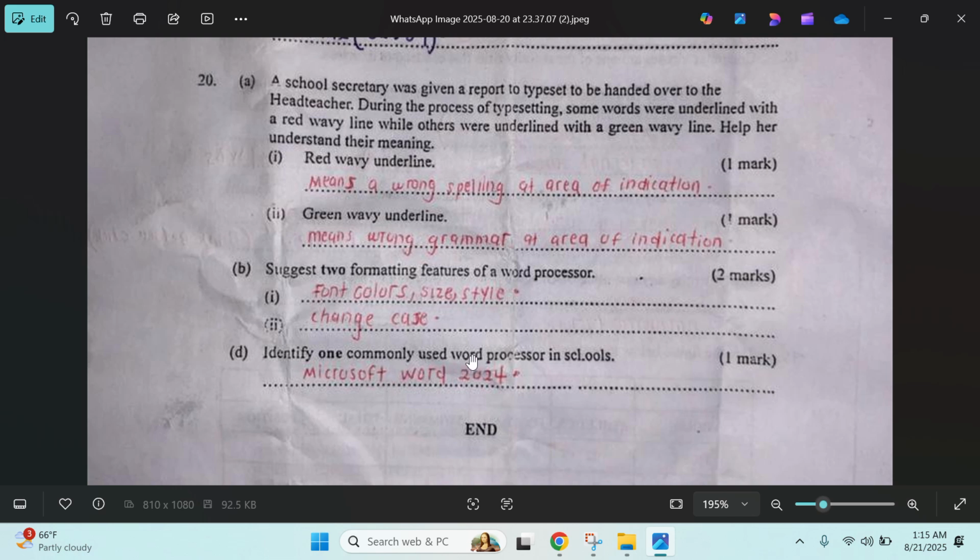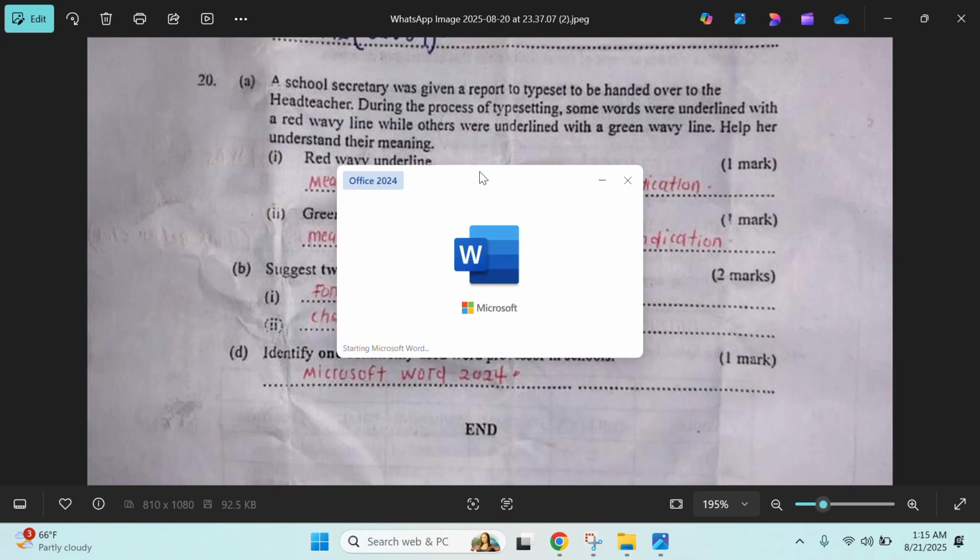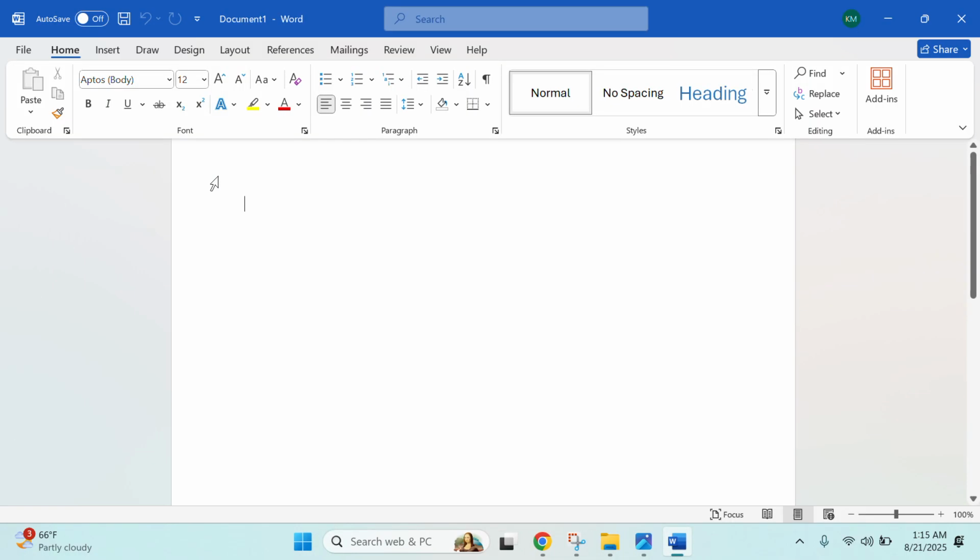Identify one commonly used word processor in schools. The word processor that is commonly used in schools is Microsoft Word 2024. A word processor simply looks like that. That's called a word processor, a program that enables a user to create, edit, format, save, and print electronic documents on a computer.